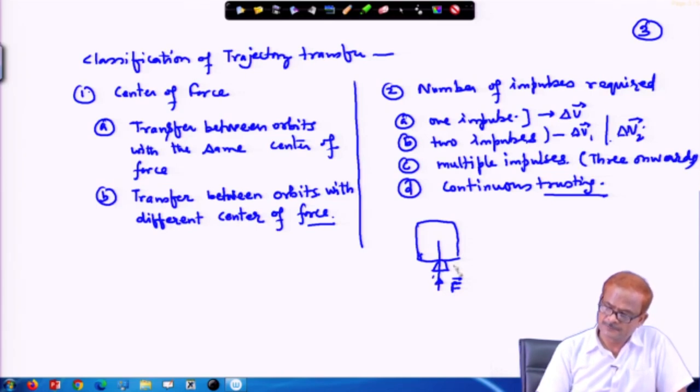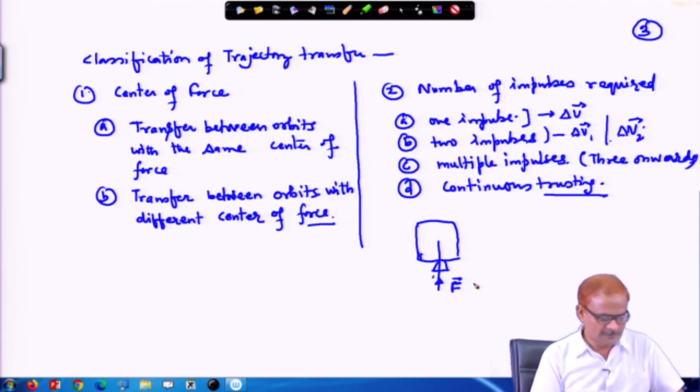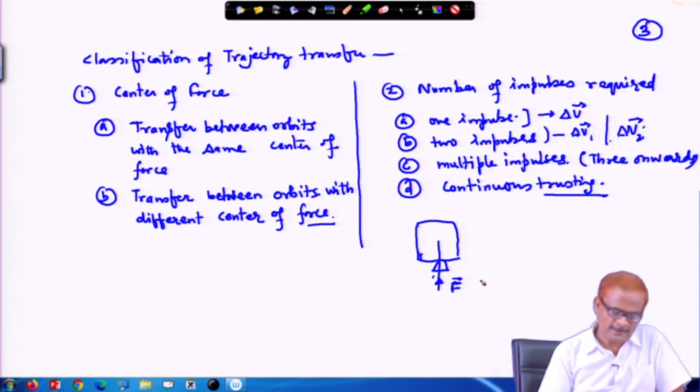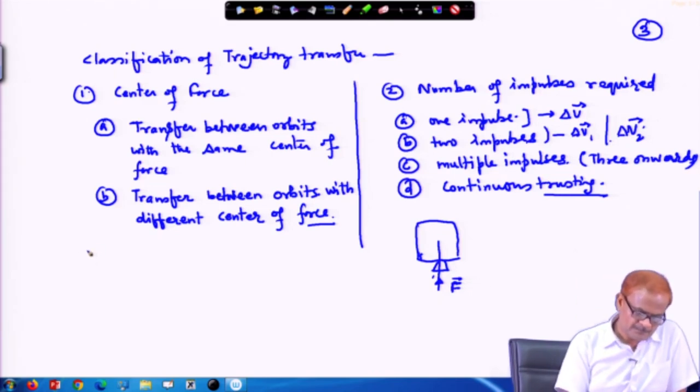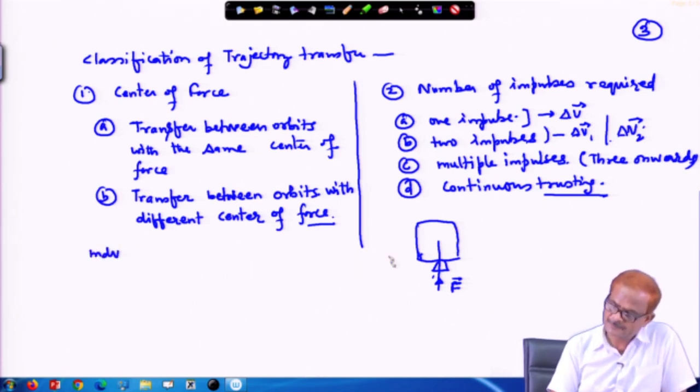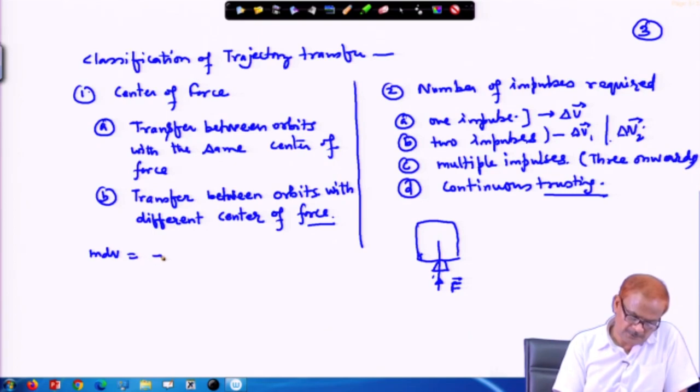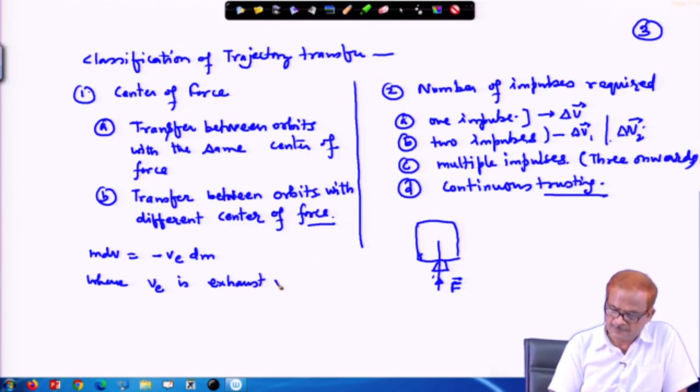And the exhaust will provide the necessary thrust, and this is governed by the rocket equation. If it is in space where atmosphere is not there, we can simply write m dv equal to minus v times dm, where v is the exhaust velocity with respect to the satellite.